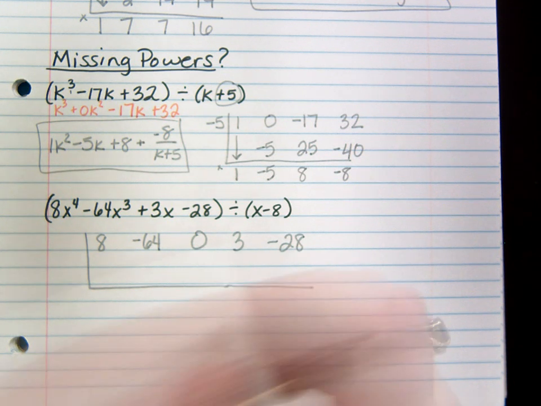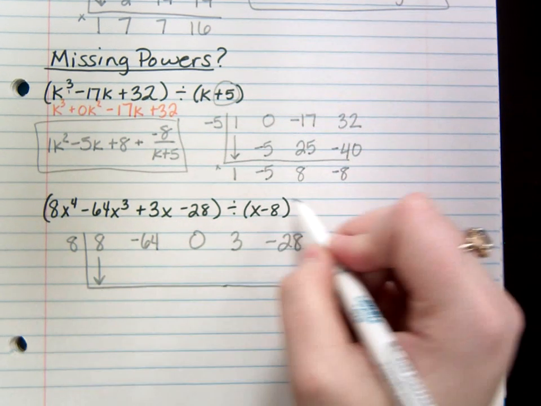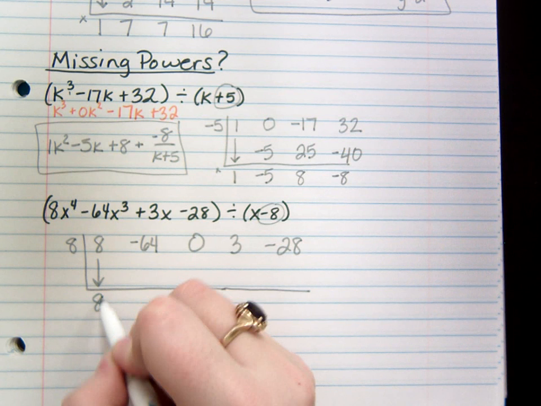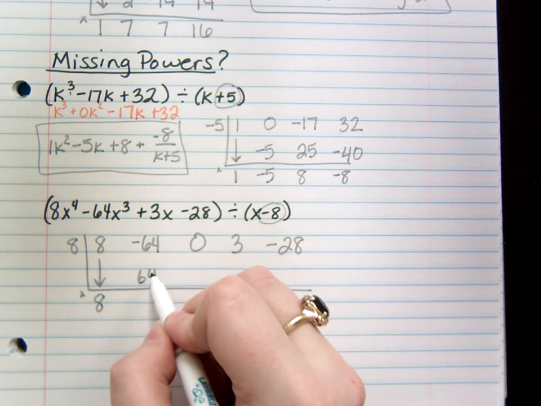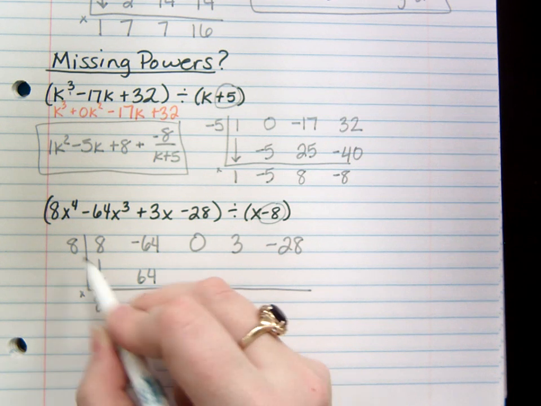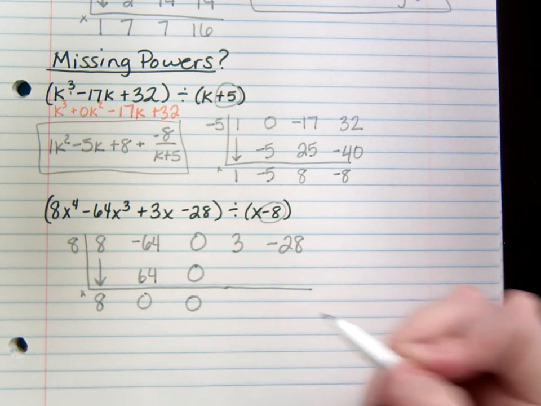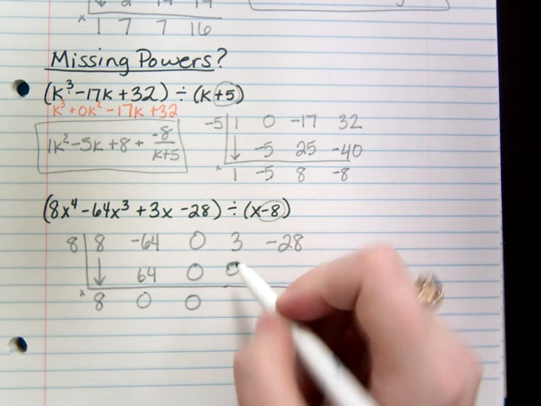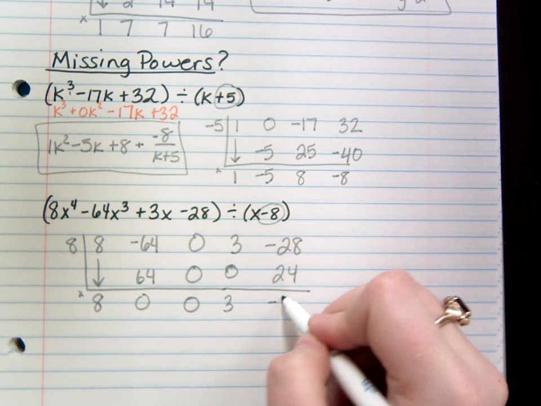And then we're going to put a positive 8 on the outside because we changed the sign of this. So 8, bring it down. 8 times 8 gives me positive 64. When I add these together, I'm going to get 0. 8 times 0 gives me 0 here. Add zeros, you still get 0. 0 times 8, still 0. Add these, I get 3. 3 times 8 is 24. Add these, I get negative 4.